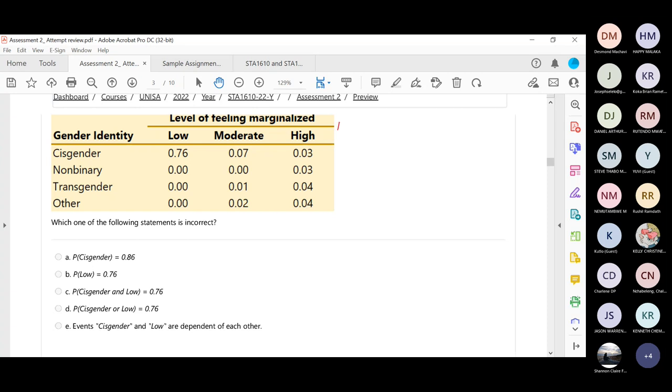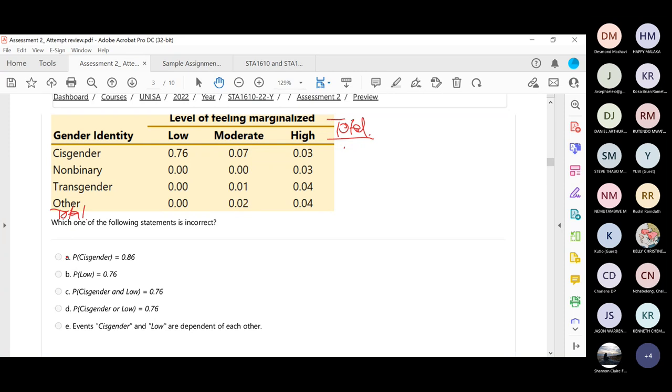What is missing is your total column, right? Because on your total column, you will be able to calculate a simple probability, because these are joint probabilities that they gave you. So, which one of the following statements is incorrect? You need to find the incorrect one. Number A, you need to calculate the probability of cisgender, which will be the first column. If you have calculated the total there, you'll be able to state whether this is correct or not. Otherwise, cisgender is the probability of 0.76 plus 0.7 plus 0.3. I'm just giving you one example. You'll have to do the rest on your own.